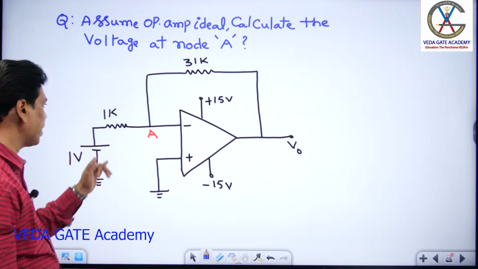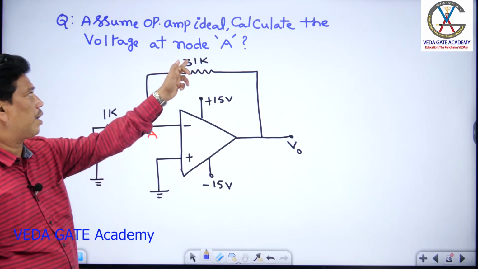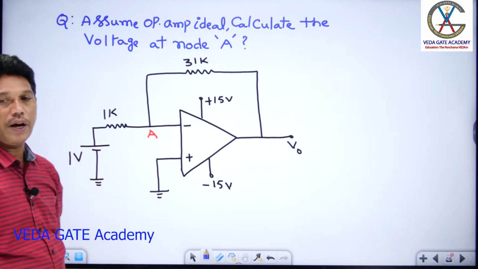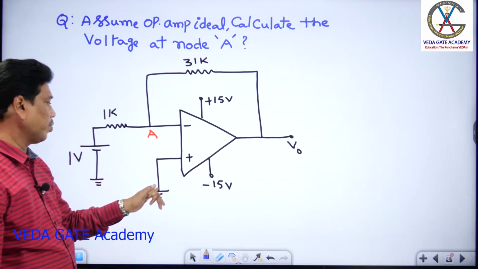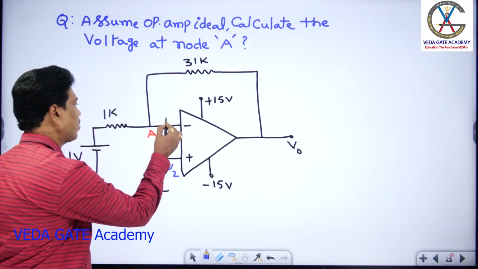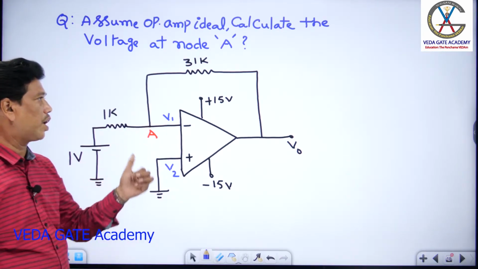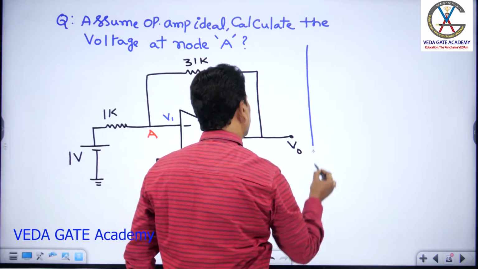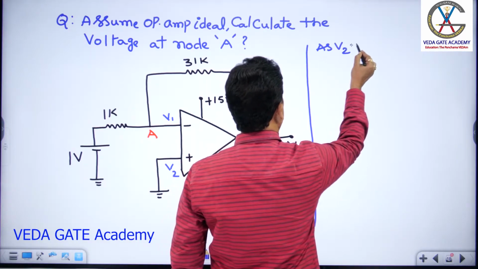Now I can examine. At this inverting node, the voltage applied is 1 volt, the input resistance is 1K, and the feedback resistance is 31K. Now I can examine, is it right or not? According to the ideal condition, this one is nothing but V2. This is V1, suppose. So as V2 equals 0, then the voltage at node A is 0, right? So first I consider V2 equal to 0 volt.